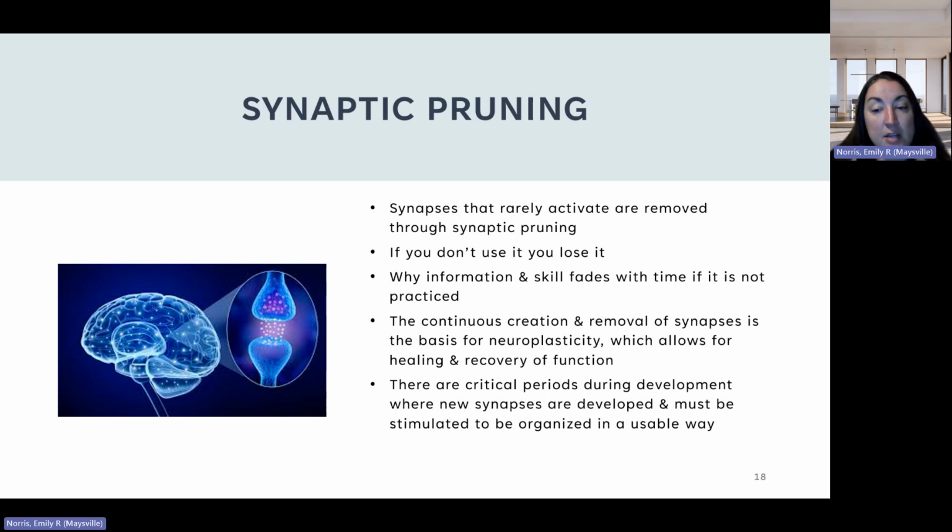There are critical periods, like we talked about, where you must stimulate an area to be organized in a usable way. So the example that the book gave is in a baby animal, if you sew their eyelids shut, and even if nothing's wrong with their eyes or their brain, if they just don't get any visual stimulus during that critical period, then if, after that critical period has passed, you open their eyes and they're able to actually get that visual input, their brain doesn't know what to do with it. It doesn't know how to interpret it.